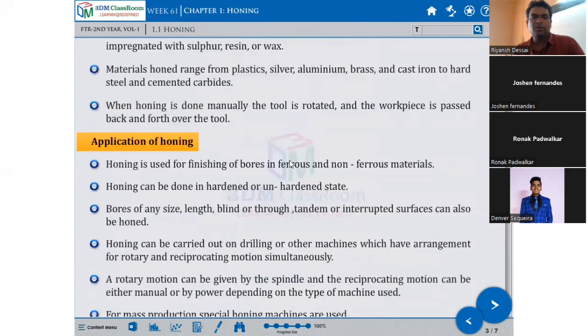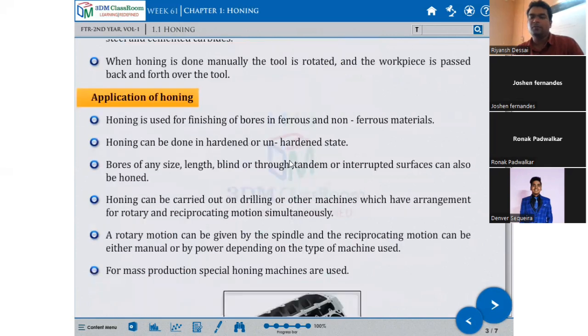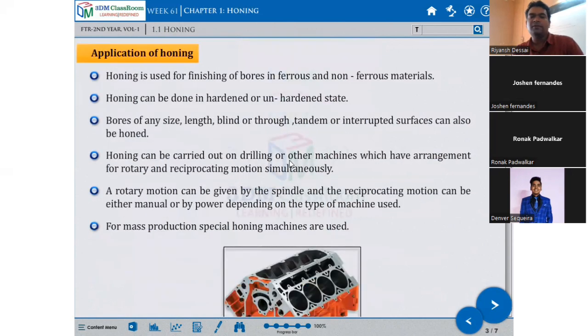Next, application of honing. Honing is used for finishing bores in ferrous and non-ferrous materials. Honing can be done in hard or unhardened states. Bores of any size or length, blind or through, tandem and interrupted surfaces can also be honed.